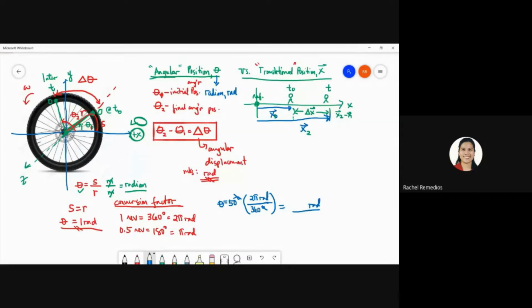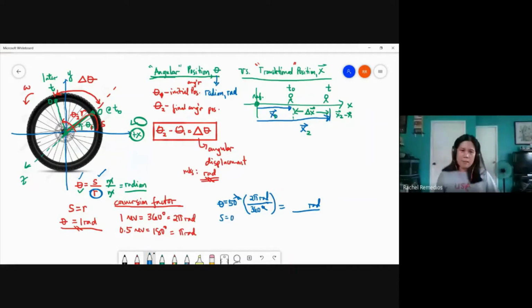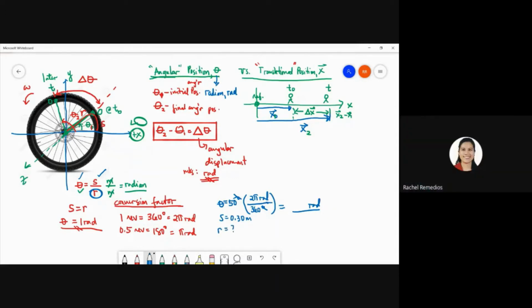You can also, if you know the angular position, and you know the radius, then you can get the arc length and vice versa. It's just a simple conversion, no? So, pwedeng ito, and then sabihin na if the arc length is, let's say, 0.30 meters, what must be the radius of the path? O, ayan lang. So, pwede mo lang sabihin na theta is equal to, I don't know how to pause.